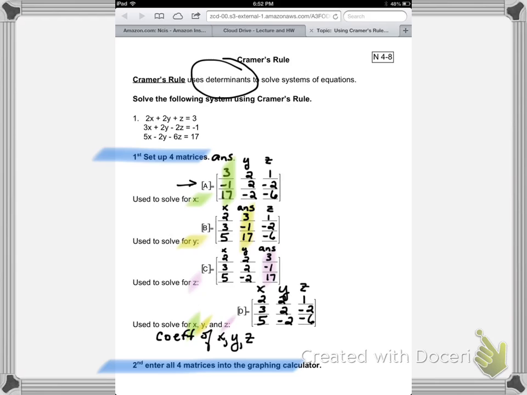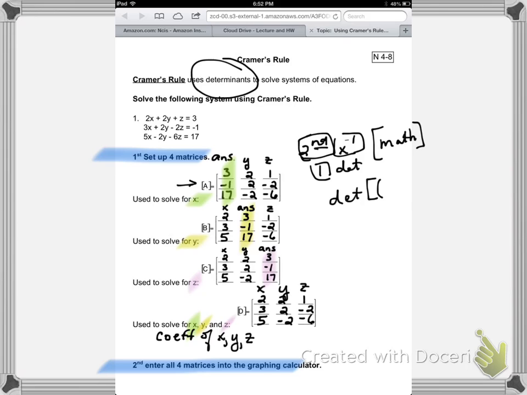Now we have to go back and find the determinants for all of these. And again, remember, the way you do that, you access your matrix. Okay, so you're going to go second, X, -1 button. That's going to get your matrix menu. Then you're going to hit math. You're going to arrow over to the math, and you're going to choose choice number 1, which says determinant, and it's going to flash up on your home screen.